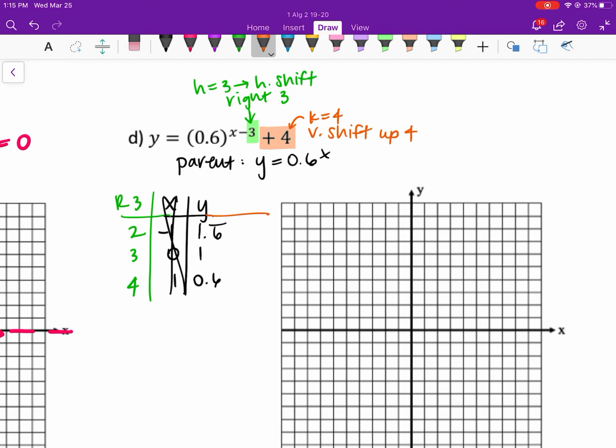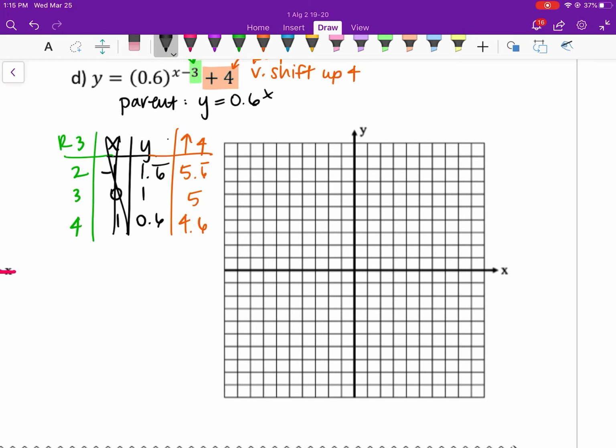And then our k causes our graph to shift up 4. So we take each y coordinate and add 4: 5.6 repeating, 5, and 4.6. So those are the ordered pairs we will graph. We have (2, 5.6), which will leave us here, (3, 5), and (4, 4.6). So very close together, but we can tell that we are decreasing.